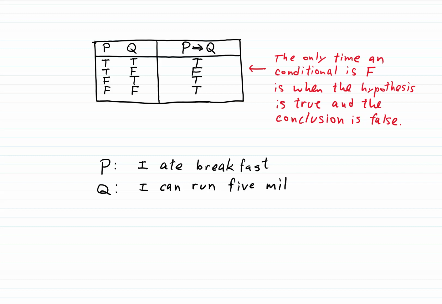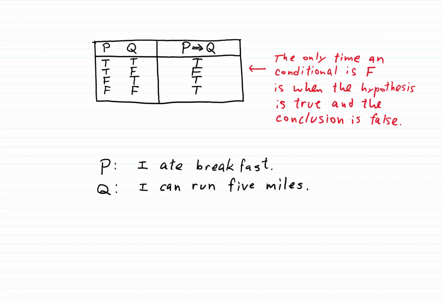Now, do we agree that those are both statements? Think about that. Are they both either true or false? They are, right? Either I ate breakfast or I didn't. That's either true or false. Either I can run 5 miles or I can't. That's either true or false. So those are both statements.